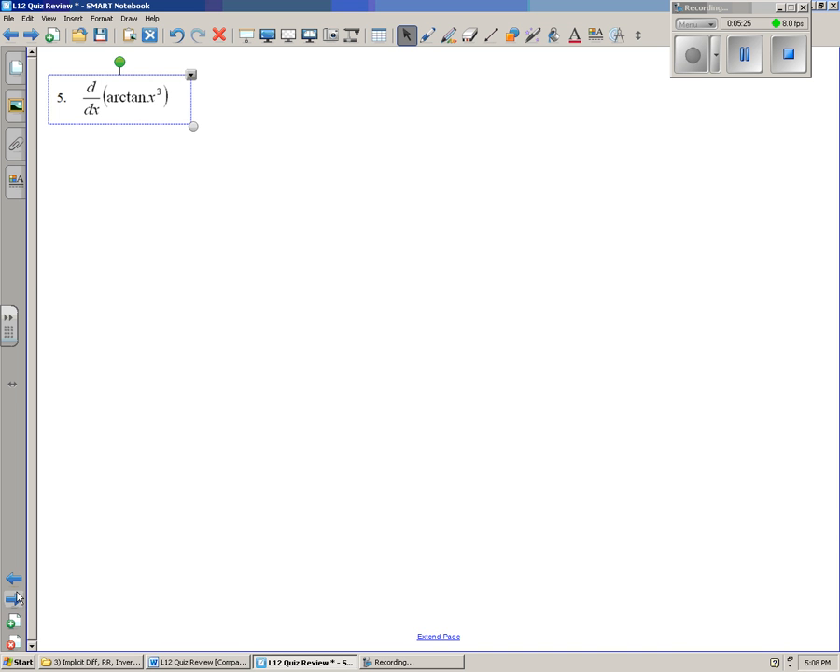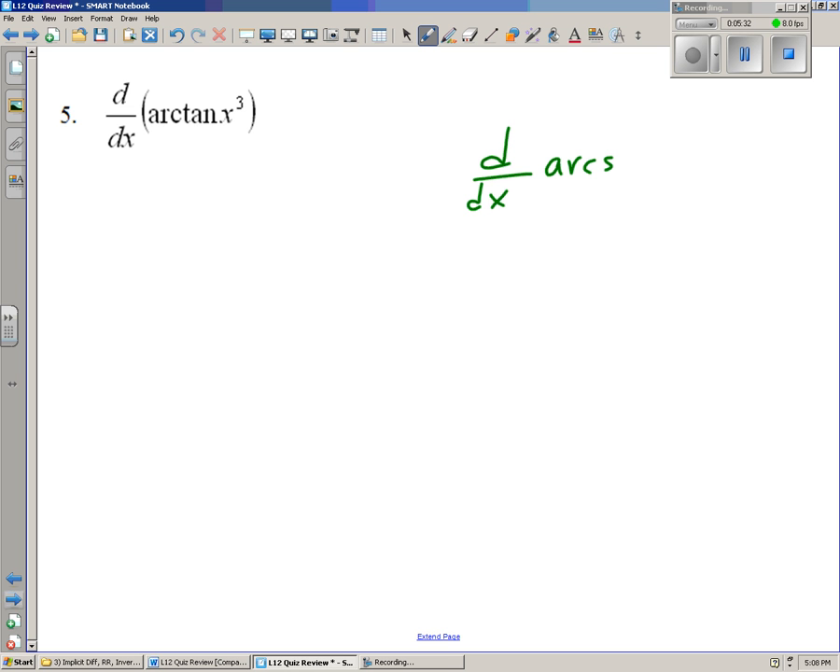All right, number 5 asks us to find the derivative of arc tan x cubed. A few derivative rules you absolutely need to know. The derivative of arc sine of x is 1 over root 1 minus x squared.